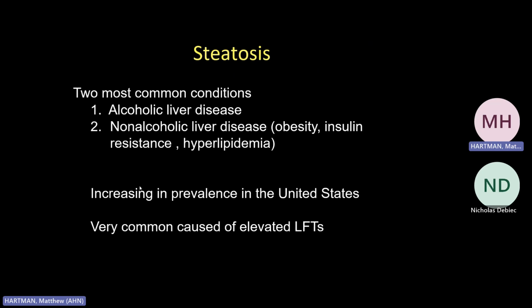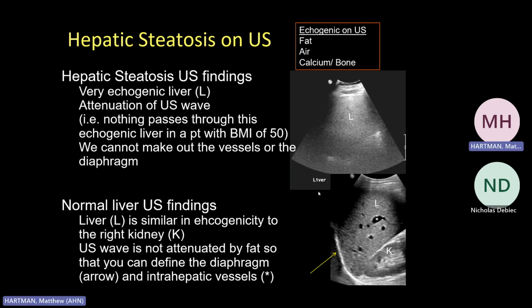So let's focus on fatty liver, seeing many more cases of this. Can divide into alcoholic and non-alcoholic. Very common cause of elevated LFTs. What's it going to look like? Well, if we remember ultrasound, the things that are bright in ultrasound: fat, air, calcium, and bone. This is the liver ultrasound of a fatty liver, very echogenic, hard to penetrate through.